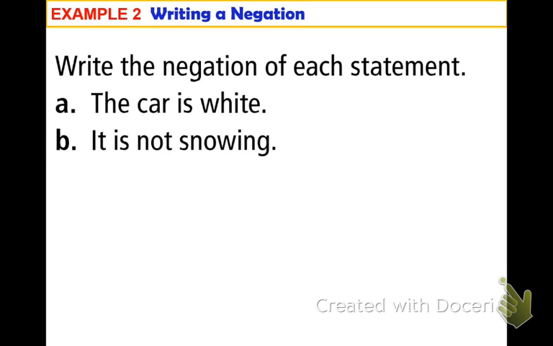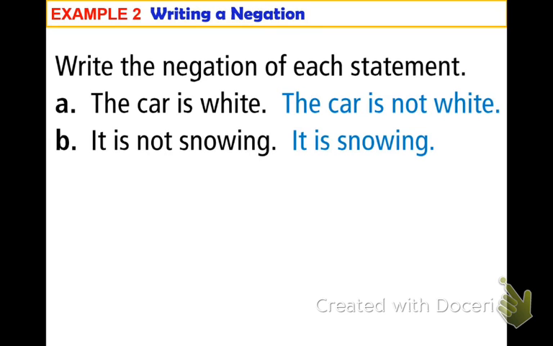Like in our examples, this is in the lower half of the page. You should see the car is white and then it is not raining, or sorry, it is not snowing. So you can't change the words of the sentence. In order to do the exact opposite, you use the word not or you take away the word not. So the car is white, the opposite would be the car is not white. So the answer is not the car is black, because that's not the exact opposite. So you just add the word not. It is not snowing, it is snowing. Okay, so that's negation.